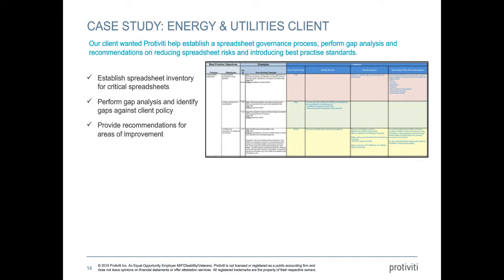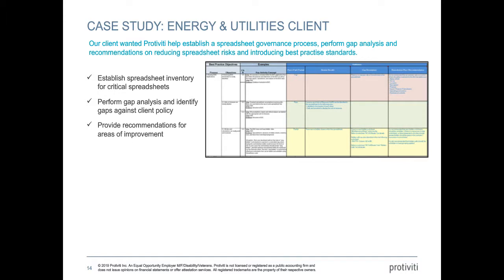So we were brought in to help them, firstly, establish an inventory process around making sure that they knew what their high-risk spreadsheets were, by helping them perform a risk assessment of each of the spreadsheet population, and then saying what was categorized as high risk, medium risk, and lower risk spreadsheets.